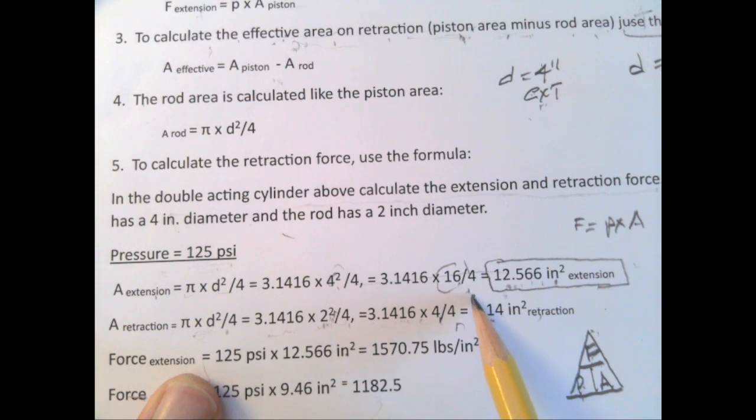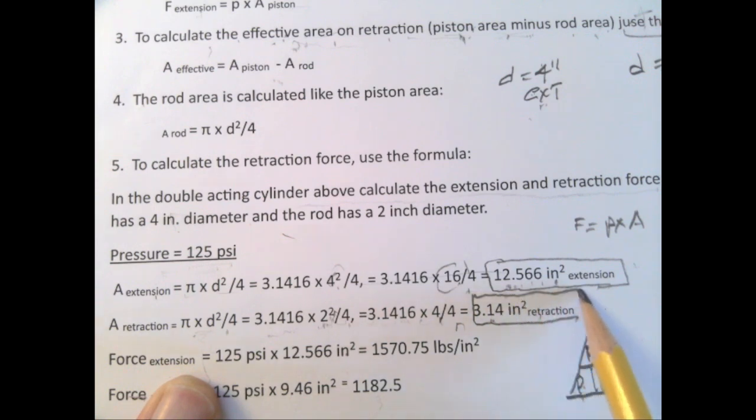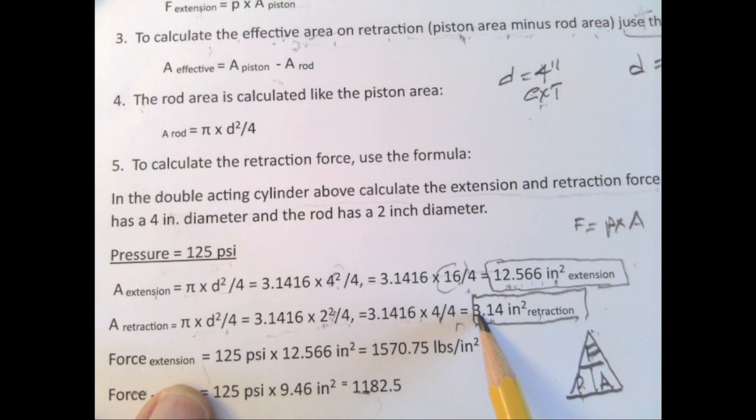Okay, so we got this area for retraction. That's the area for a 2-inch circle we just did. There's the 2-inch that we used from the diameter that was up here, 2-inch. So what are we going to do?